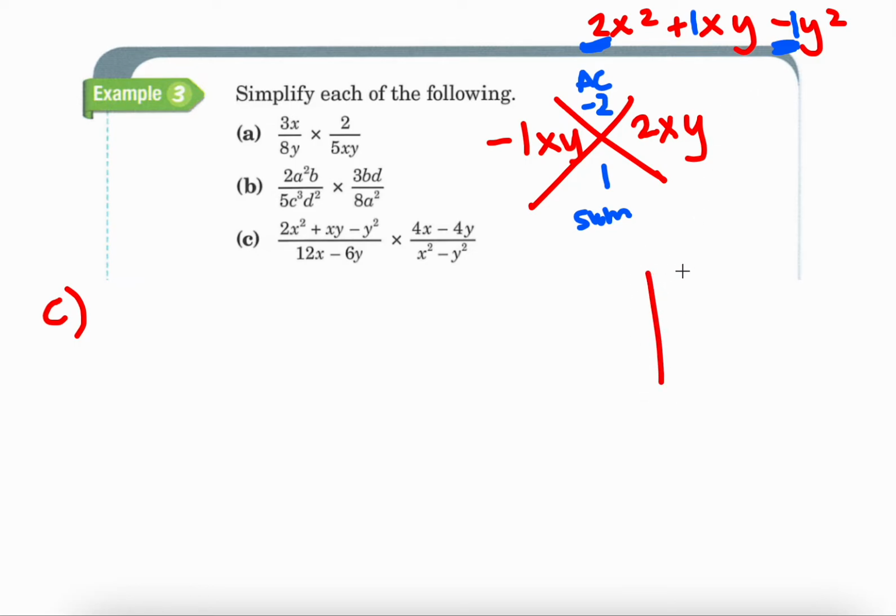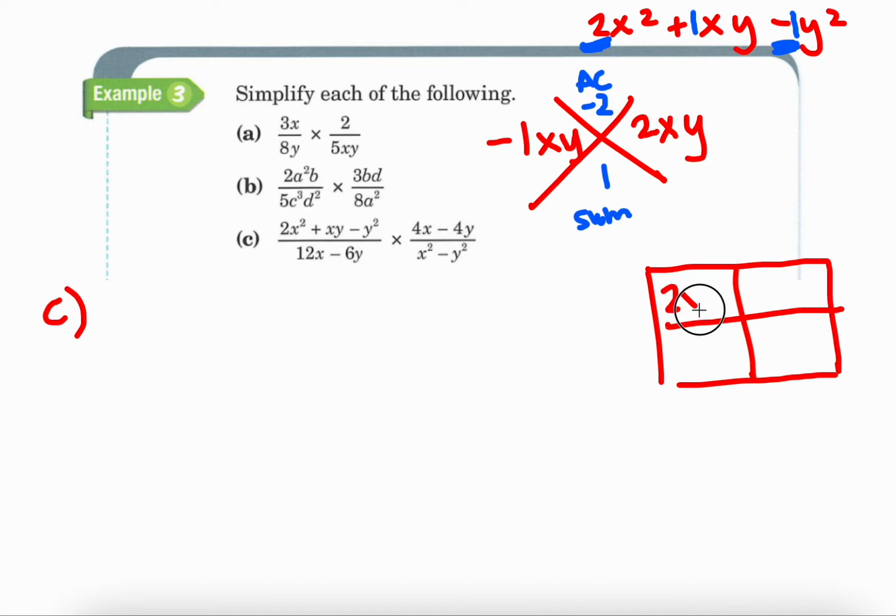Let me go ahead and set up my Punnett square. So as always, I'm going to write down my first term, 2x squared, my last term, -y squared, and now my two diagonal terms, -xy and 2xy.